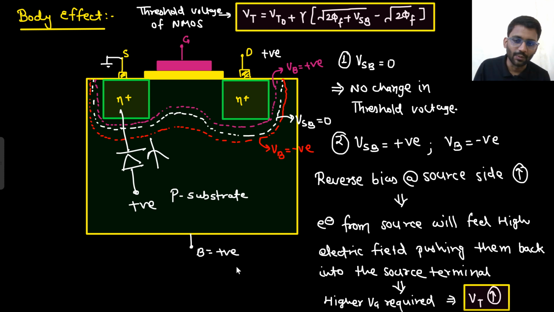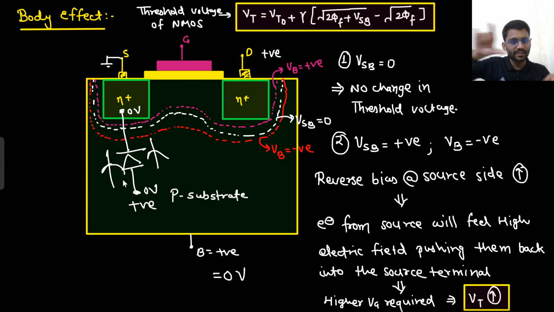If my VSB is 0 volt, this will also be at 0 volt. There will be no current in the diode. If both source and body are shorted, there will be no current in the diode, so the diode will not drive any current, and there is no power consumption. So if you are keeping VSB negative, that means if you are keeping VB positive, you are having unwanted power consumption.